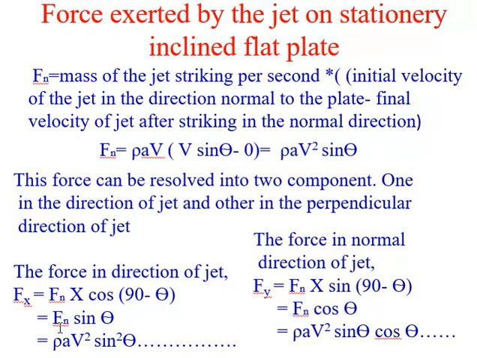And what is the value of Fn? The value of Fn is equal to rho a v square sin theta. Therefore Fx is rho a v square sin theta into sin theta, that is sin square theta. This is the final force in the direction of x and y, that is Fx and Fy.